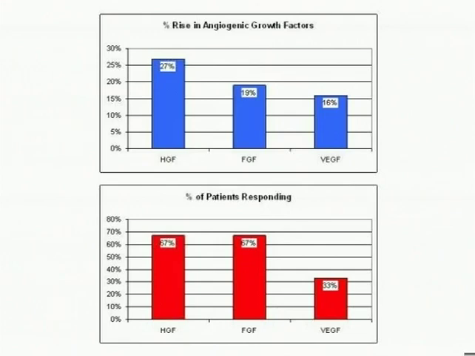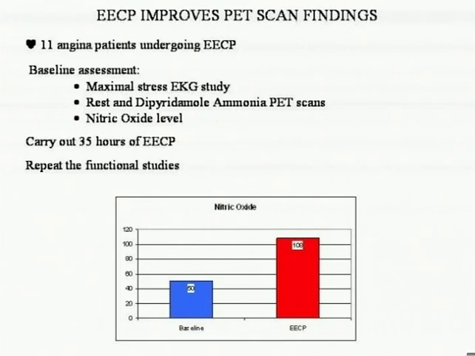Two-thirds of the patients responded with significant elevations in HGF and FGF, and one-third with VEGF. So ECP is angiogenic. PET scans, 11 angina patients undergoing ECP. As a baseline, you do a maximal stress EKG, arrest and dipyridamole ammonia PET scans. PET is positron emission tomography. It is our most accurate nuclear technique. You're looking not just at perfusion, but at the ability of the cells to metabolize a nutritional source, here, ammonia.